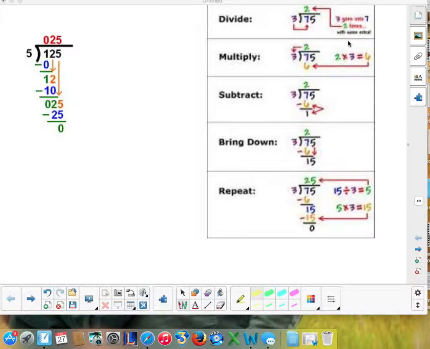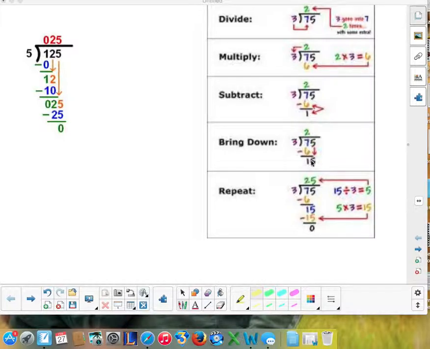Next, let's look at this question over here. I've got 3 and 75, so I'm going to see how many times 3 goes into the number 75. The first thing I'm going to do is say, how many times does 3 go into 7? I could count by 3s: 3, 6, that's 2 times. I'm going to put my 2 at the top, then multiply 3 times 2 to get 6, and subtract 7 minus 6, which equals 1.